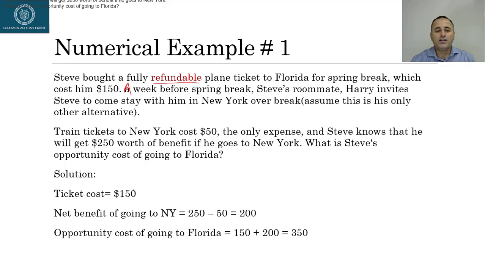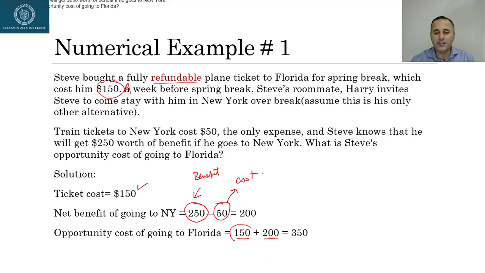Okay, so the ticket cost was $150. That is the ticket cost of going to Florida. But actually the friend invited Steve, and if Steve would like to accept the invitation, of course he has to buy a $50 ticket, so that is a cost. But he anticipates that his benefit of going to New York is 250. So the net benefit of going to New York is actually $200. So the opportunity cost of going to Florida is 150 plus 200.